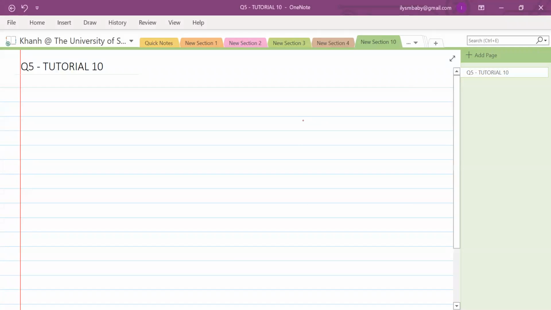Okay, so we're going to do question 5 in tutorial 10. This is a question about public goods. From what you have learned in the lecture, we know that public goods are non-excludable. So basically everyone can consume a public good, and once the good is provided, everyone in the society is going to benefit from it.